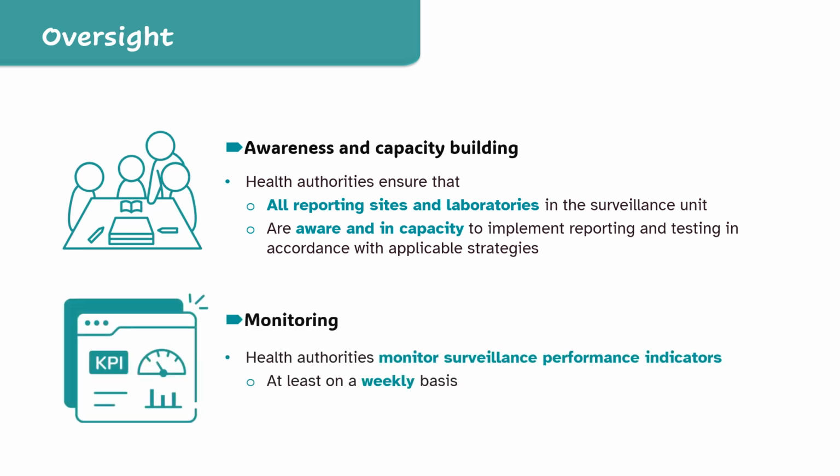Health authorities then monitor surveillance performance indicators at least on a weekly basis to verify that reporting and testing is implemented according to applicable strategies. If any reporting site or laboratory does not implement reporting or testing in accordance with applicable strategies, health authorities then take supportive measures to improve reporting or testing.